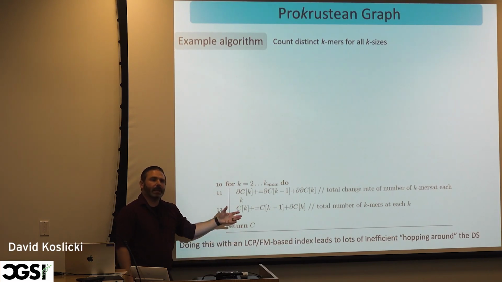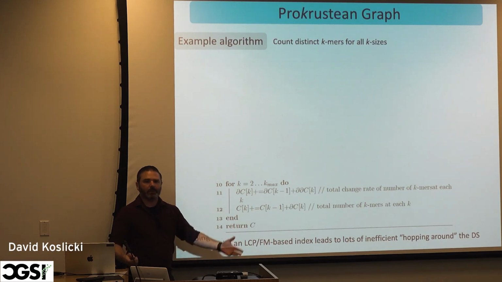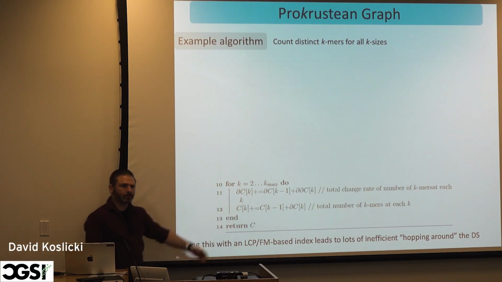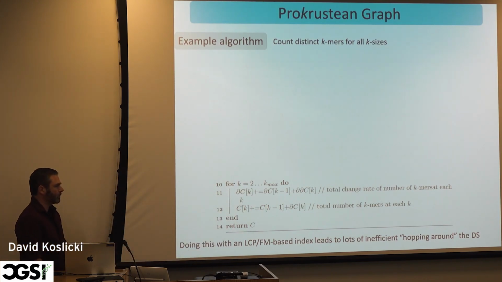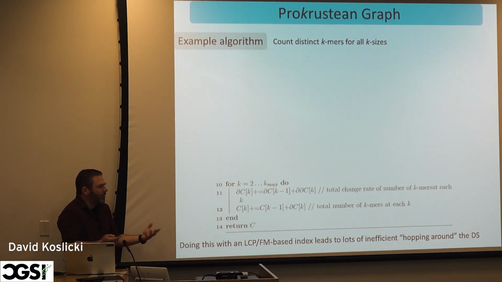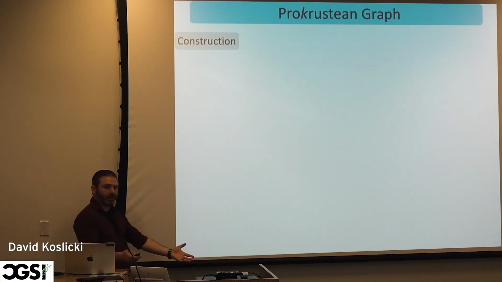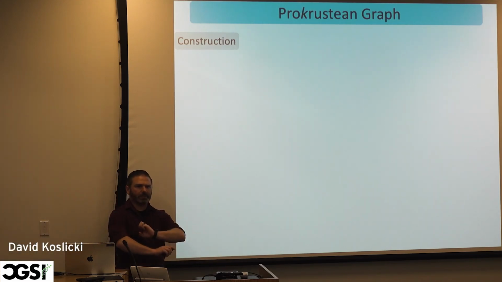So you can see how you could get all k-mer counts for all k-mer sizes with one pass over this entire graph. Trying to do this with other modern indexes, like an LCP or FM-based index, leads to a lot of inefficient jumping around. Whereas with this, you just need one pass over this graph. Okay, that's cool and all nifty and all. Questions before I talk about the construction?